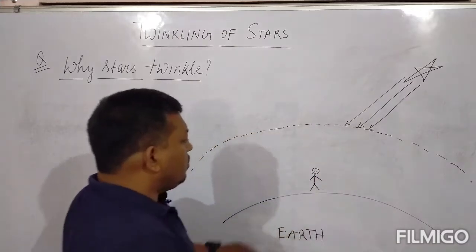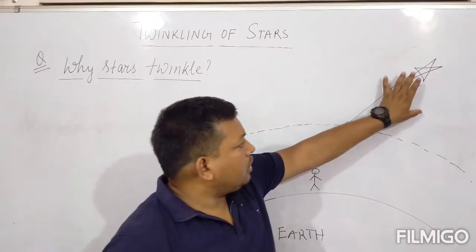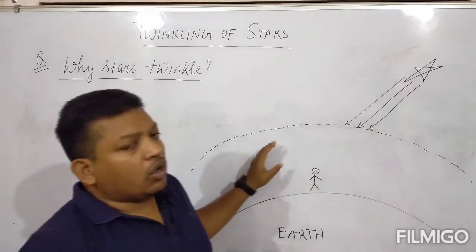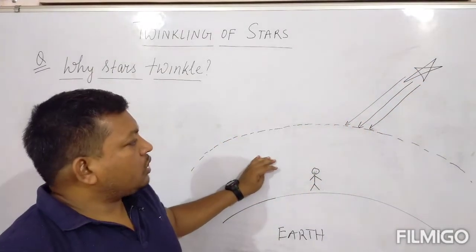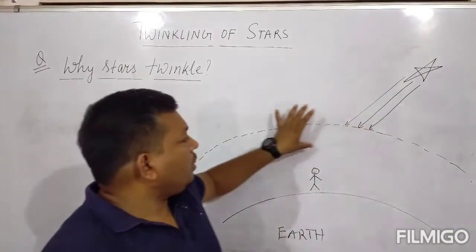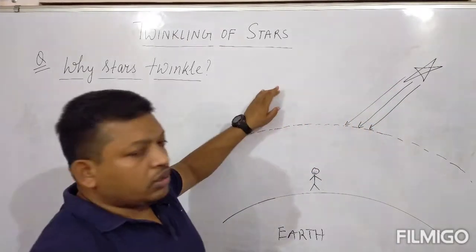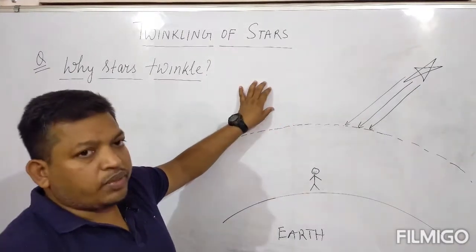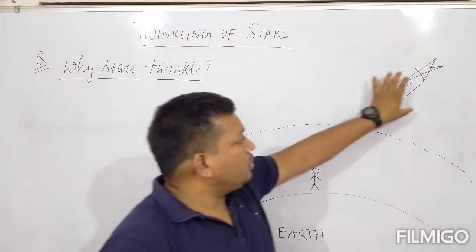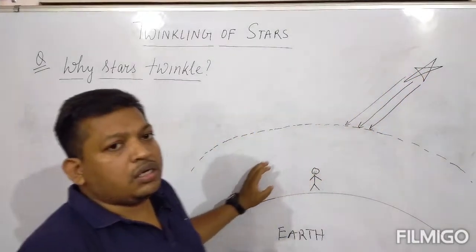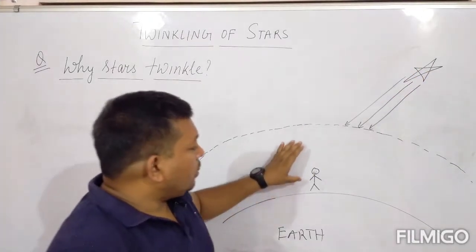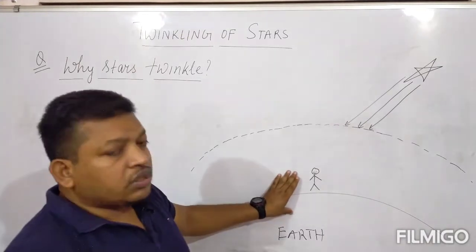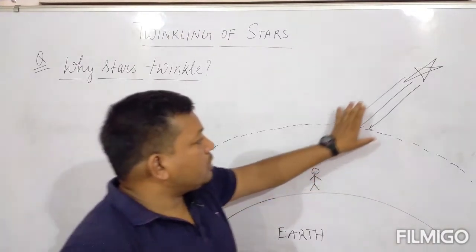The observer observes the starlight or the stars as a twinkling body, but actually the stars do not twinkle. When we go beyond the atmosphere, that is in space, then we will see stars do not twinkle. But when we observe the star from the surface of the earth, it appears as a twinkling body.